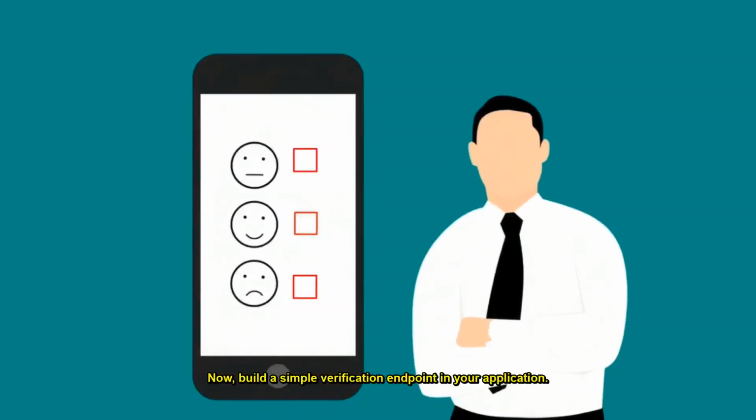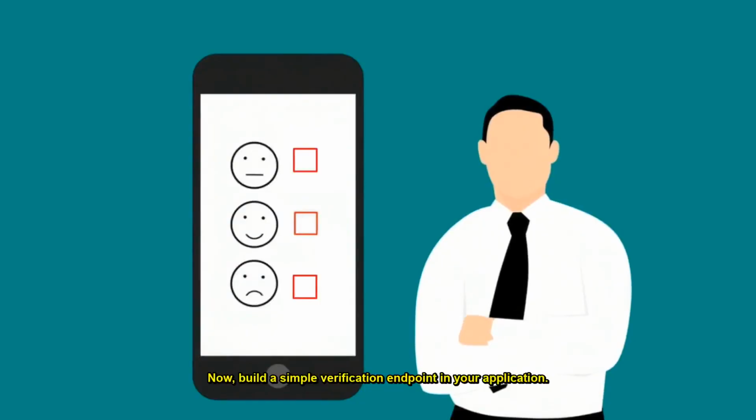Now, build a simple verification endpoint in your application. This endpoint will receive code submissions from users. When the user enters the verification code, compare it to the code sent via SMS. If the codes match, mark the account as verified. If they do not match, prompt the user to try again.